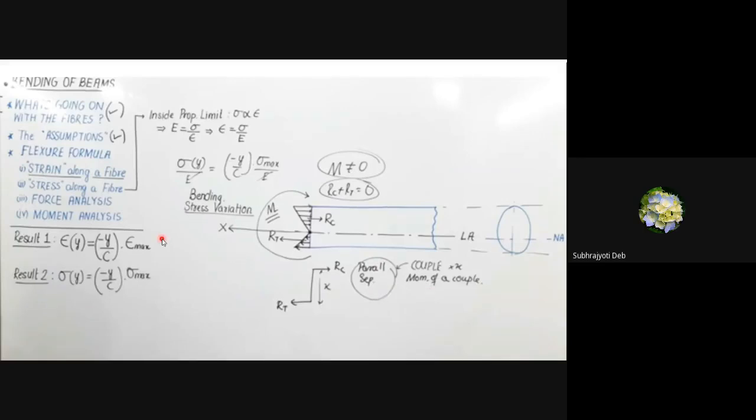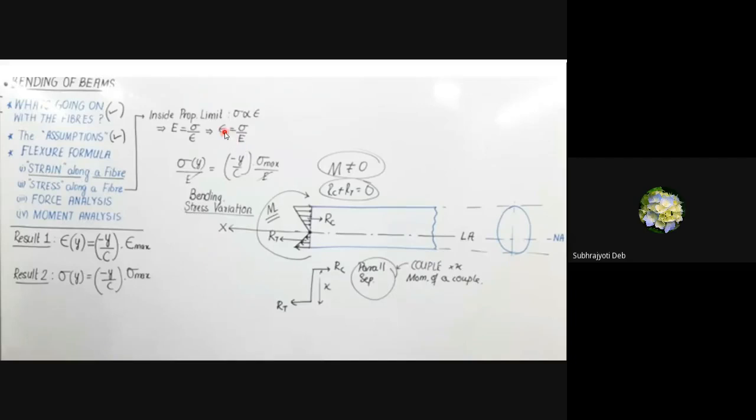Now consider this second one. Strain we have done, it is complete. Now stress along a fiber. In the assumption, if you remember, I have told that we will only take up to the proportional limit or elastic limit. We'll consider only up to elastic limit. So from this formula, that is E, this is Young's modulus. Stress is proportional to strain. So from that formula, we derive strain is equal to sigma by E.